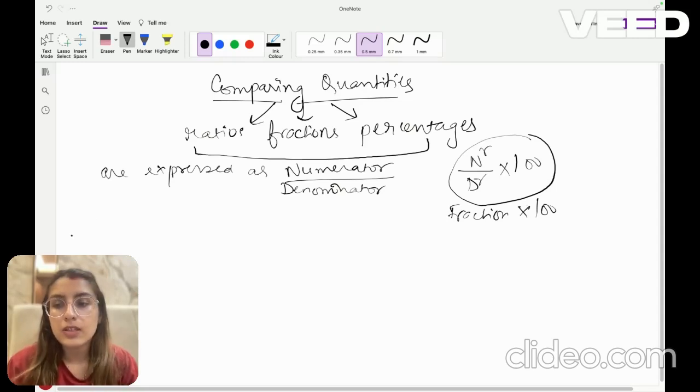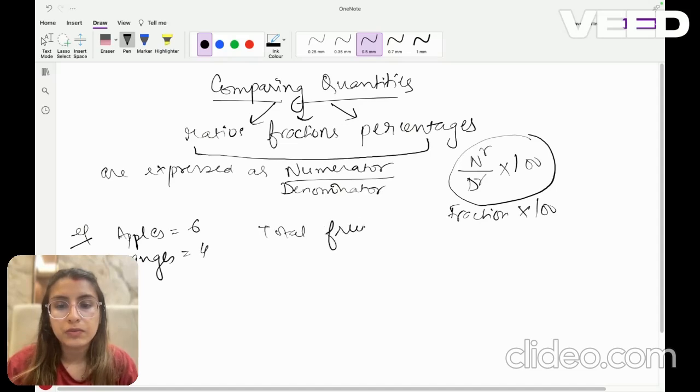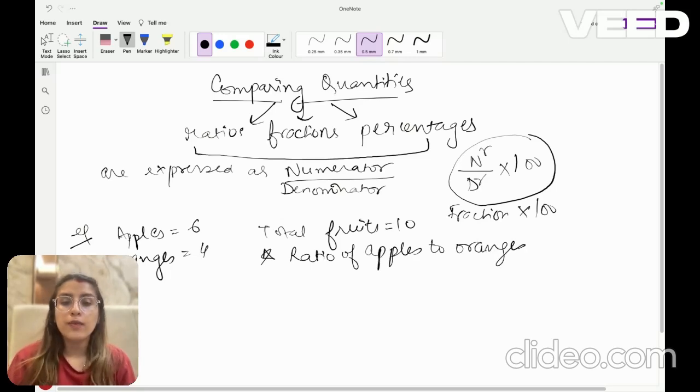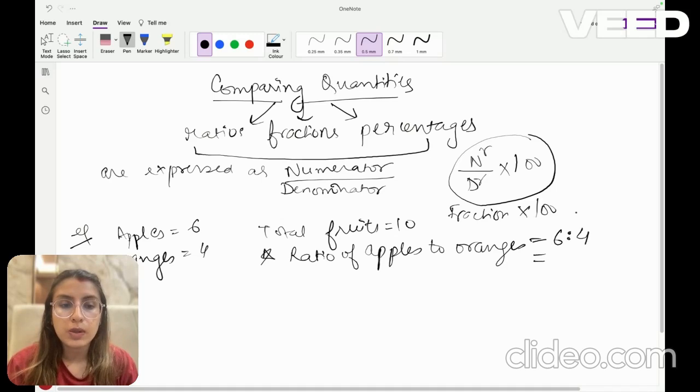So let's understand this with an example. Suppose there are 6 apples and 4 oranges. So the total fruits will be 10. Now, if I have to find out the ratio of apples to oranges, then what is the number of apples? Apples are 6, ratio is to oranges. So what is the number of oranges? It is 4. So this will become our ratio.